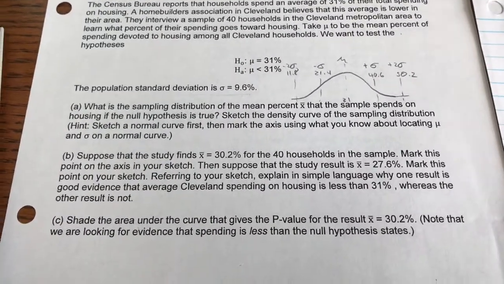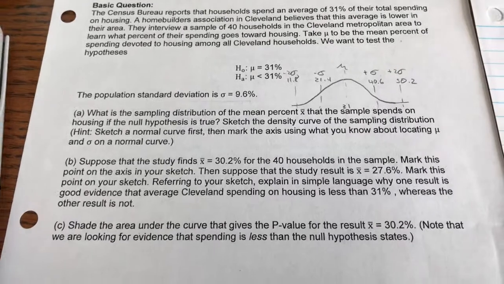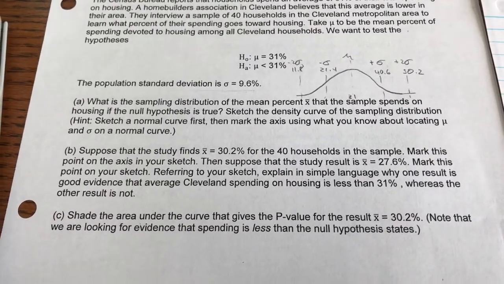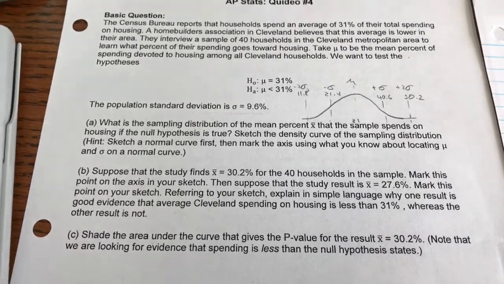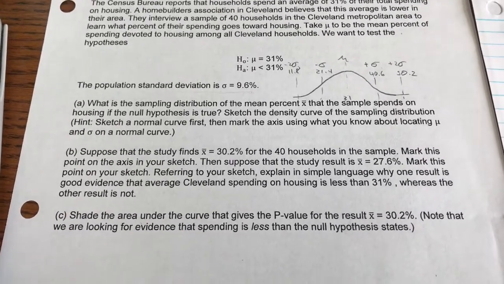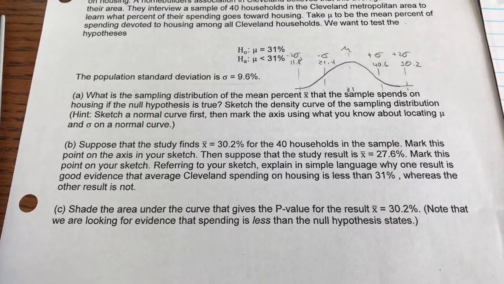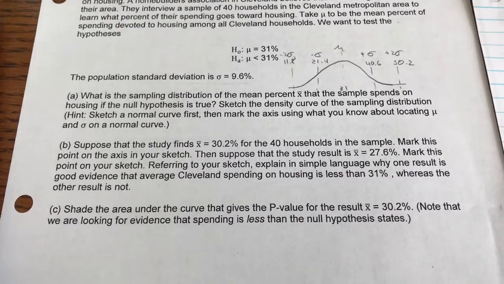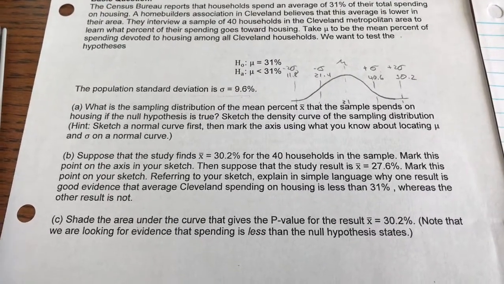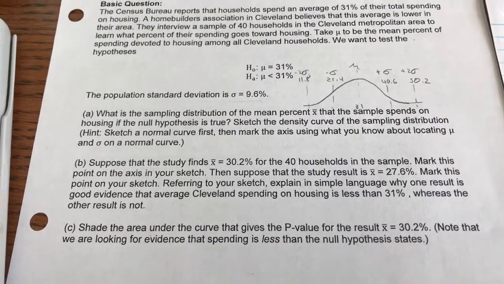We're now asked to suppose that the study finds 30.2% as the mean, so mark this on the axis. And then suppose that the study result is 27.6%, and also mark this. And then we're asked to explain why one result is good evidence that it actually is less than 31%, whereas the other one is not.